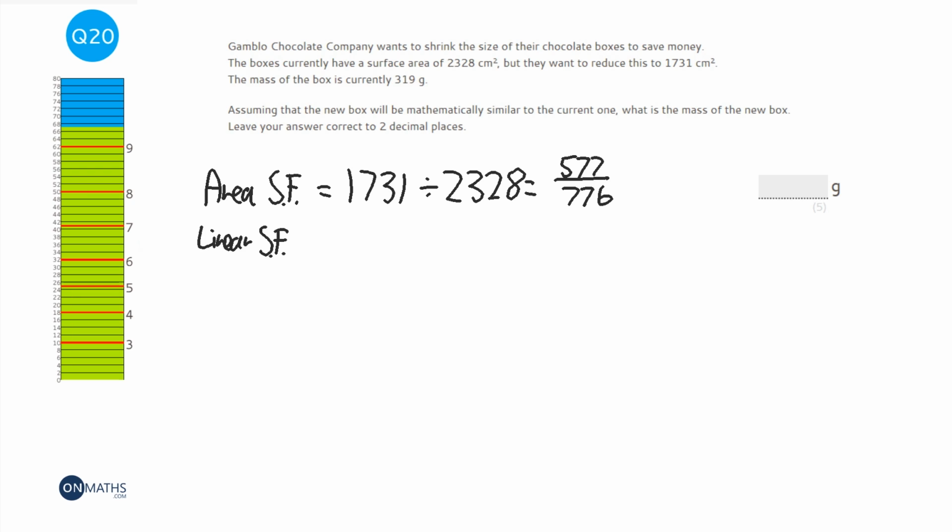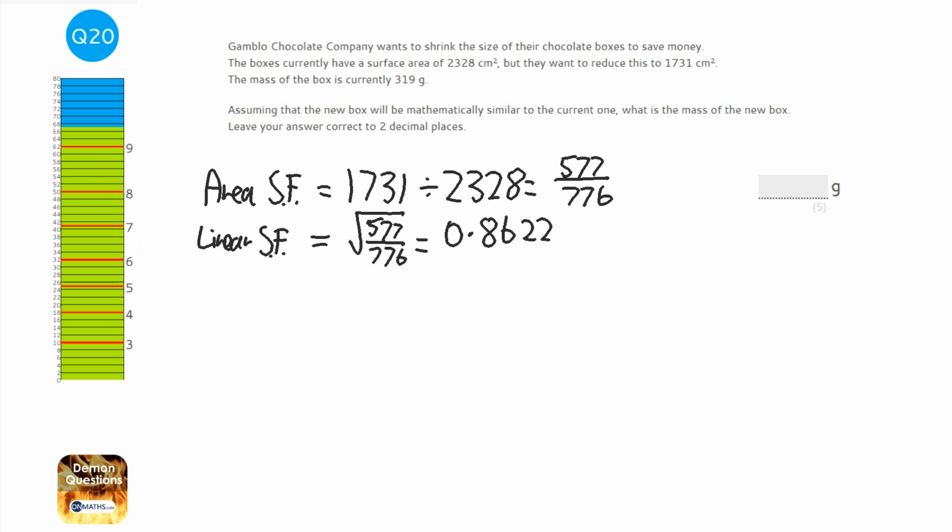Now, there's no linear involved in this, but we need the linear one to then find out what the volume scale factor is. To find a linear scale factor from an area scale factor, all you need to do is square root it. So I'm going to square root 577 over 776, or I've just kept it in my calculator. I press the square root button and then the answer button, which is at the bottom of the Casio calculators. Press equals, and it gives me a decimal of 0.8622, and so on. When I do the little dashes at the bottom there, I'm showing the examiner that I'm going to keep it in my calculator. I'm not going to round it.